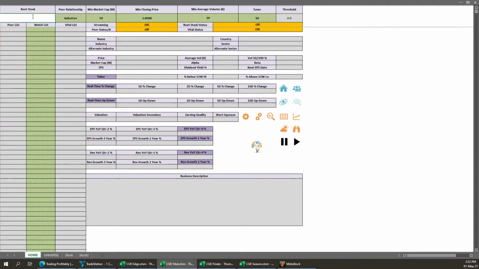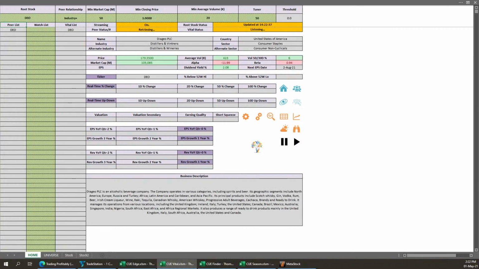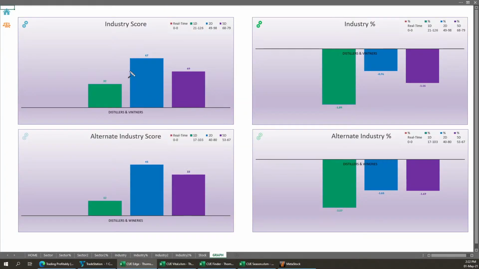Let's look at the stock. Start with fundamentals. Okay, let me play it. Distillers and vintners. Let me look up its industry from Q Edge. On Friday, the relative score, whether you look at the primary industry or the secondary industry, alternate industry, the relative score declined. It's now either 12 or 32.